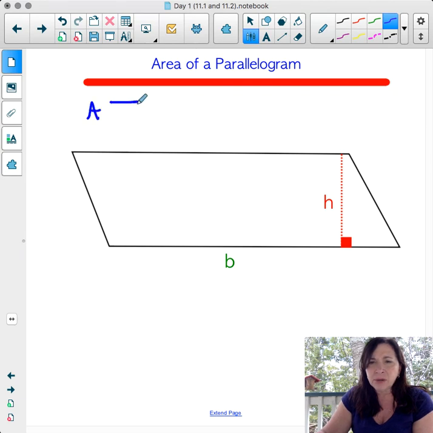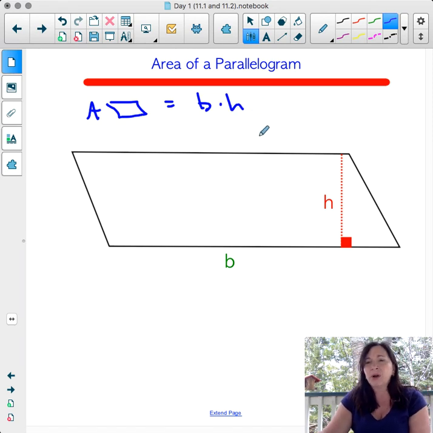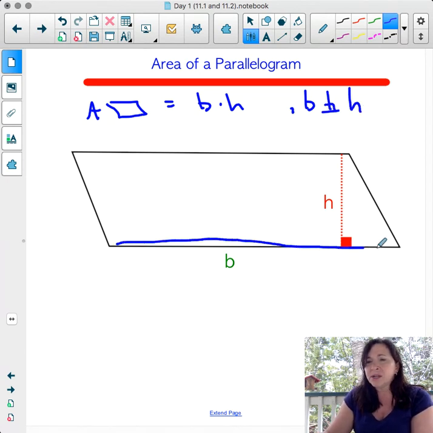Area of a parallelogram. Again, the area of a parallelogram is equal to the base times the height, except for this one, in a parallelogram doesn't necessarily mean that the corners are all right. So we need to distinguish that the base does need to be perpendicular to the height. So you would use this base here and this height here to find the area for this parallelogram.